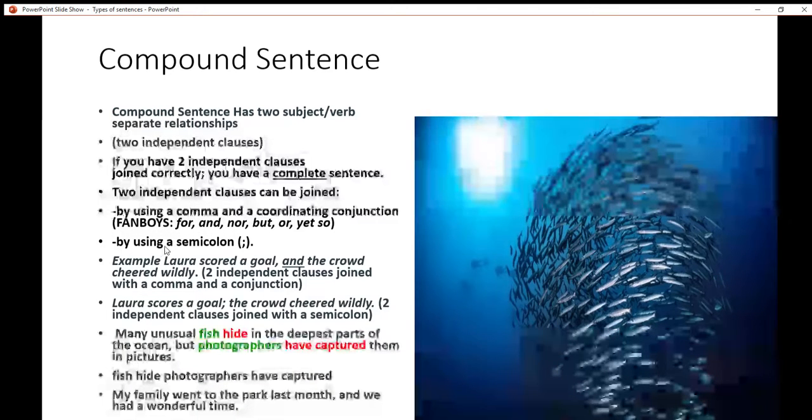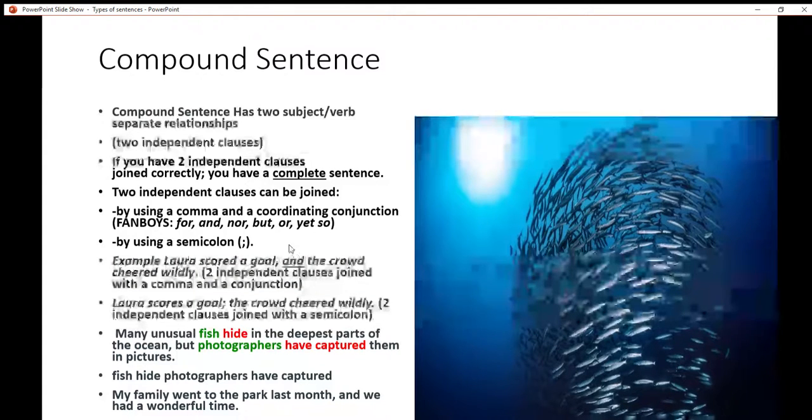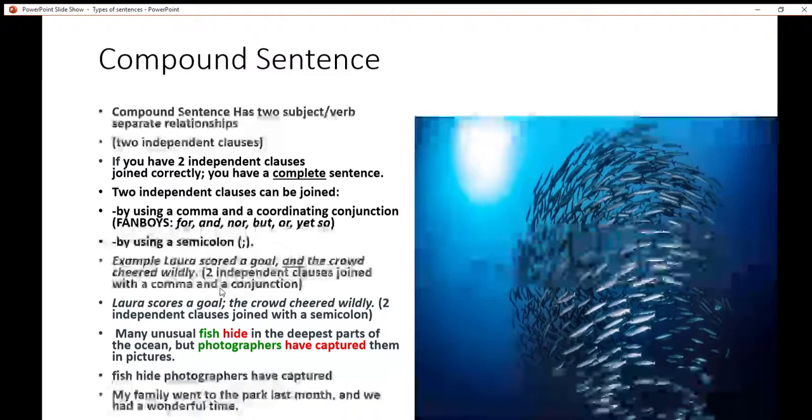For example, Laura scored a goal, and the crowd cheered widely. And is a coordinating conjunction used in the word FANBOYS. It's 2 independent clauses joined with a comma and a conjunction. Laura scored a goal is 1 independent clause, and the crowd cheered widely is the second independent clause, and and is the coordinating conjunction. You can also join these independent clauses by using a semicolon.